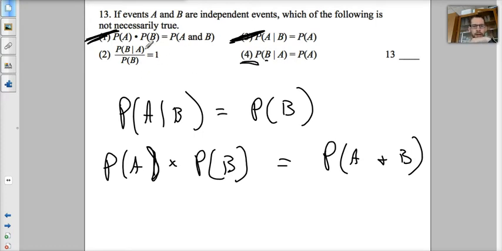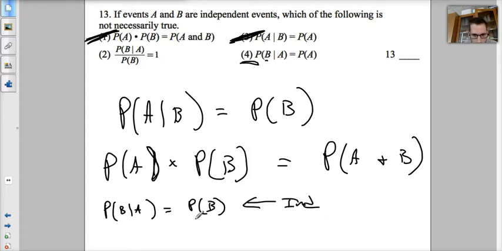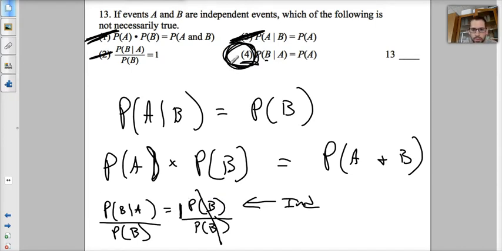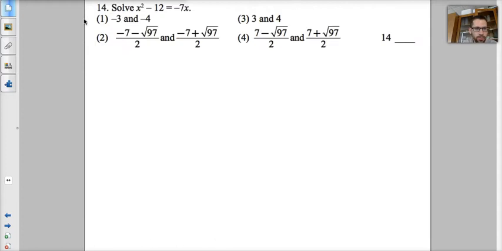I'm pretty sure that's right, but let's make sure this one works. This says the probability of B given A divided by the probability of B equals 1. Yeah, so that's another way we could write this, right? Because if I had the probability of B given A is equal to the probability of B, this would be independent events. And then I could just divide both sides by the probability of B. Those would cancel. Anything divided by itself gives us 1, and so you get this equals 1. So that is also true, and yes, 4 is the one that doesn't make sense. That is not necessarily true.